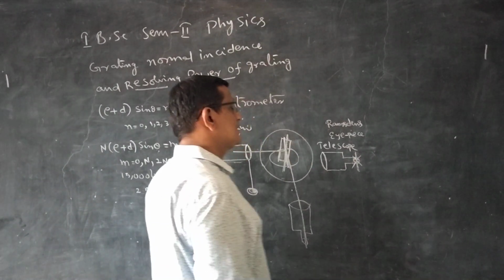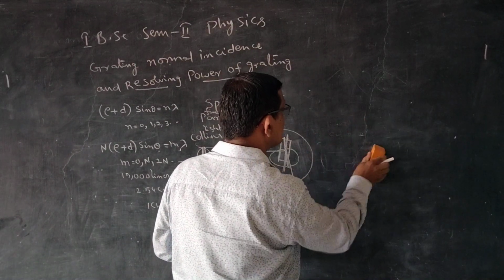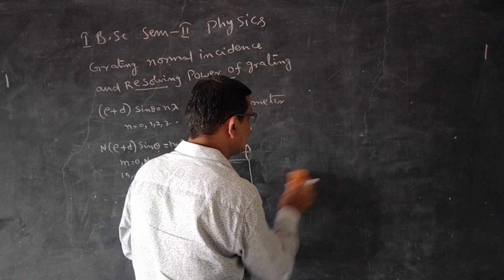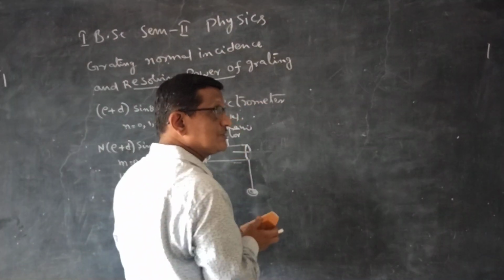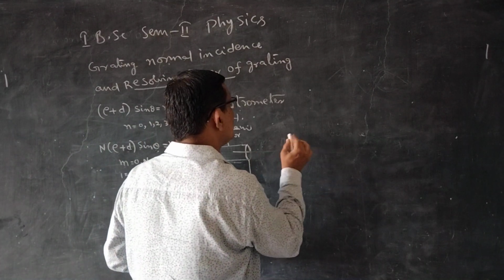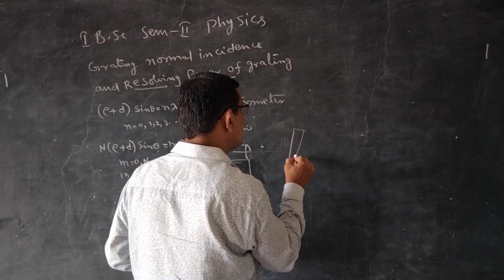This is an experimental procedure, and it can be demonstrated and observed by performing the experiment. Later we will discuss this experiment in a detailed way in our syllabus course. Now we can observe the grating. Here is the position of the source, and here is the position of the grating.